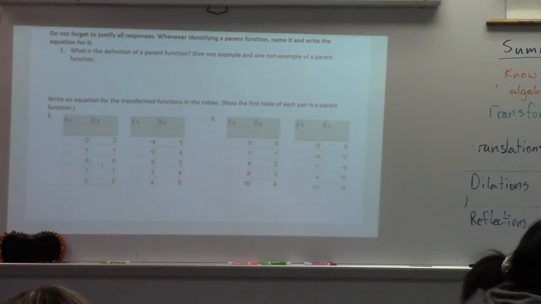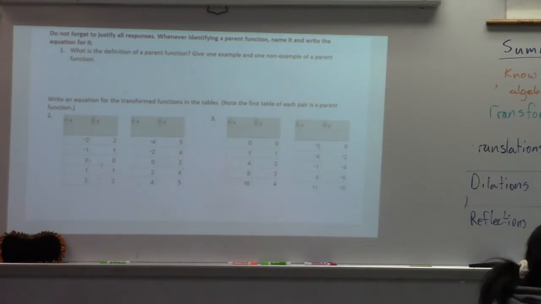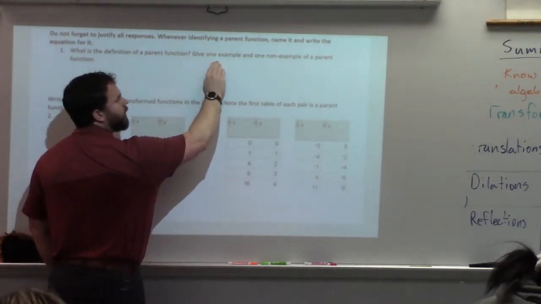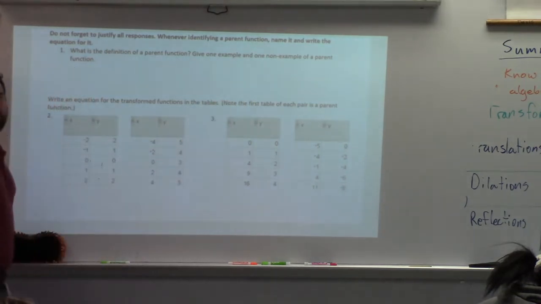Addition, subtraction, multiplication, and division. So you had to talk about that there. So what defines the parent function? Some main operation. What do we mean by main operations? Squares, square roots, cubes, things like that, without any transformation. So no addition, subtraction, multiplication, division. And then connect that to your example and non-example of a parent function.